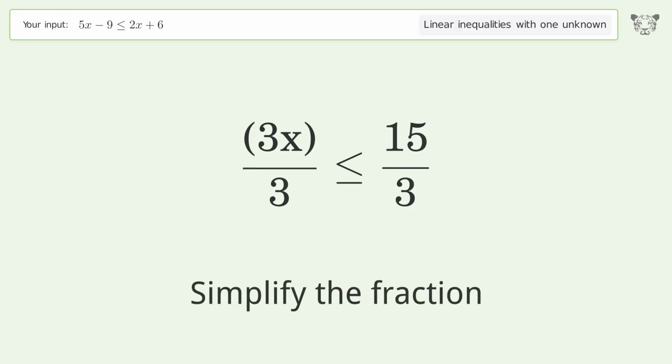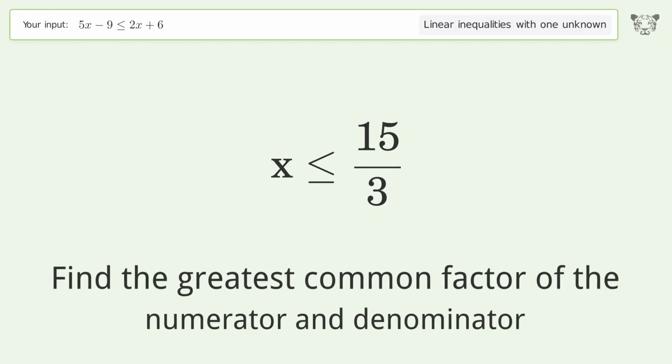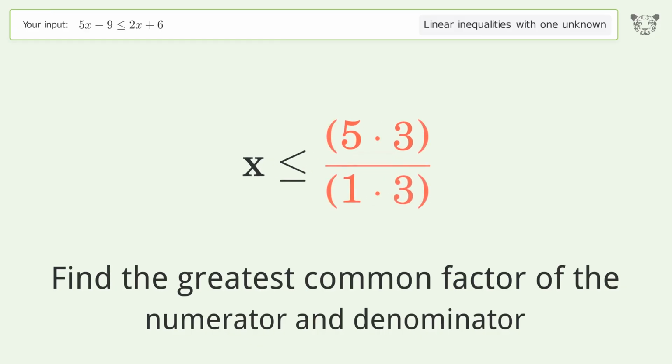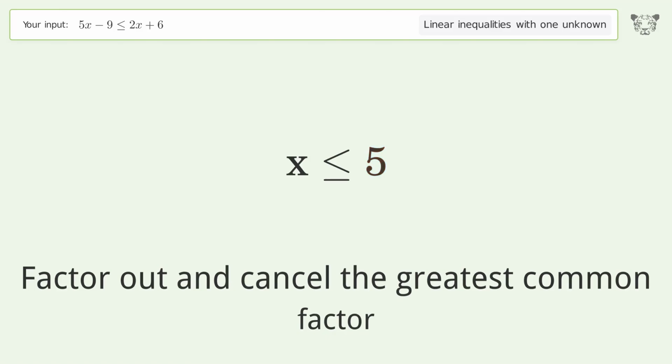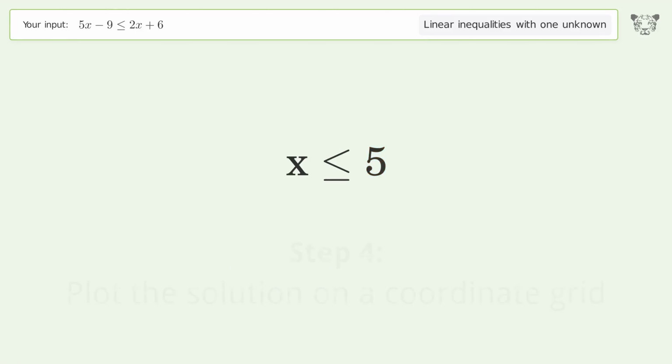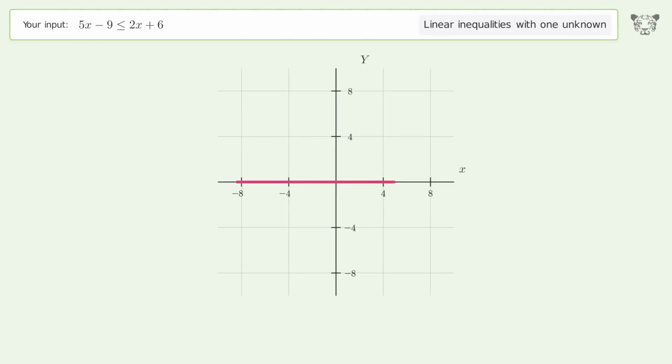Simplify the fraction. Find the greatest common factor of the numerator and denominator. Factor out and cancel the greatest common factor. Plot the solution on a coordinate grid. And so the final result is x equal or smaller than 5.